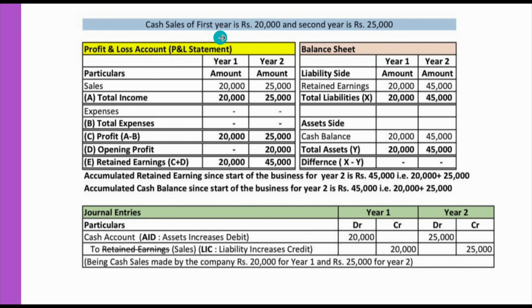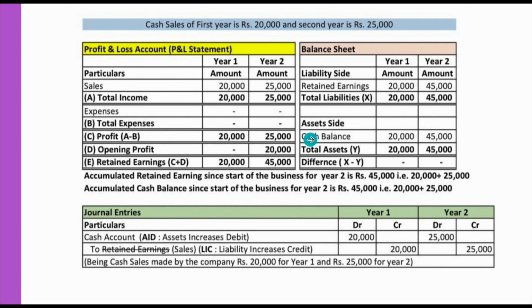Cash sales of first year is rupees 20,000 and second year is rupees 25,000. Now sales appears in profit and loss account. So in first year it is 20,000. So total income is 20,000. There is no expense. So total expense is 0. So profit, that is A minus B, is 20,000. Since this is the first year of operation, opening profit is 0 and retained earning, that is C plus D, is also 20,000. Now this 20,000 appears on the balance sheet liability side under the heading retained earning. So total liability side is 20,000.